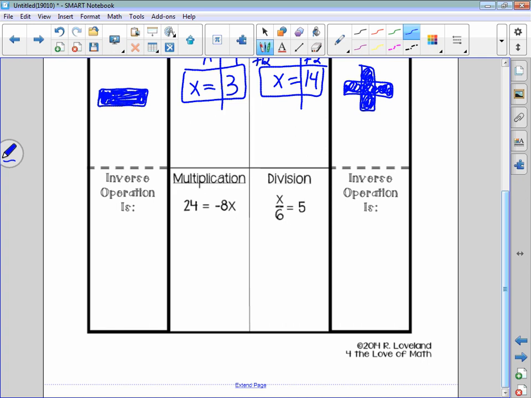Multiplication, the inverse operation, is division. So looking here, the multiplication says 24 equals negative 8x. I'm doing the opposite operation, that is connecting the negative 8 and the x. So I have to divide out and away the negative 8. When I do it to one side, I do it to the other. The negative 8's cross out over here, and I'm left with x equals 24 divided by negative 8, which gives me -3.